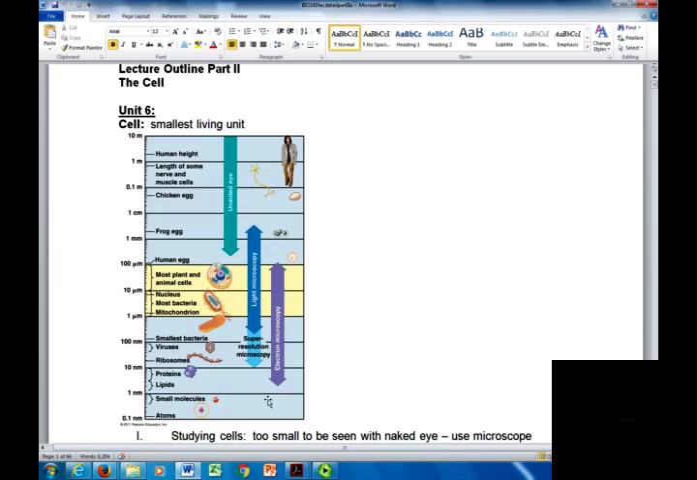And then down below here, you've got things that need to be visualized with an electron microscope. And then there are things like some of your proteins are large enough, but lipids, your small molecules and atoms are too small for the light microscope as well.